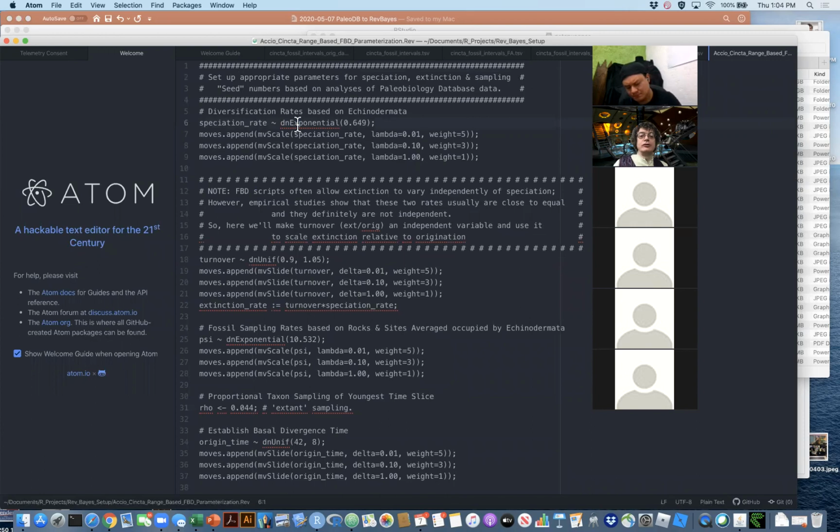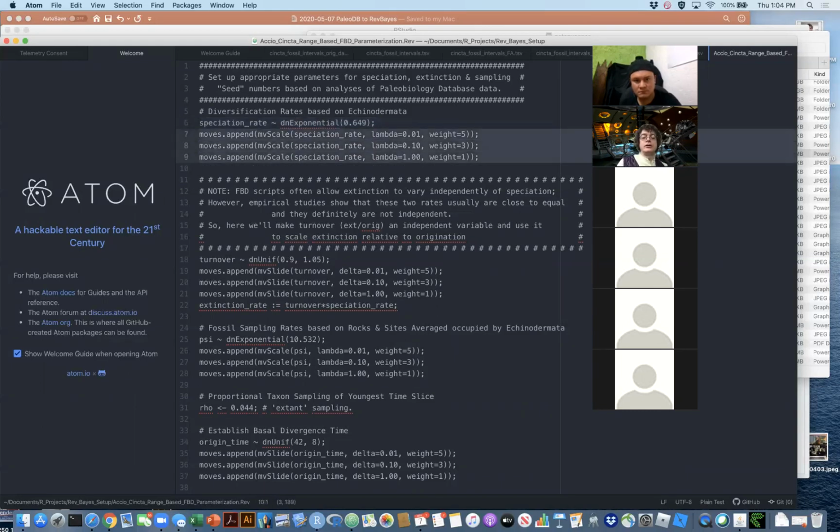And what RevBayes will do is it'll take speciation rate. This dnExponential, 0.649, this is basically going to tell you that it's going to use an exponential distribution with an average of 1 over 0.649 to start as a distribution along which to look for the speciation rates, the cladogenesis rates.